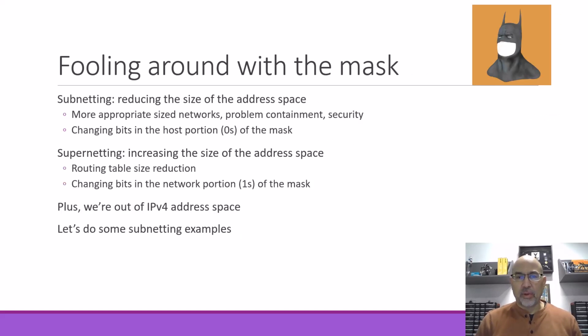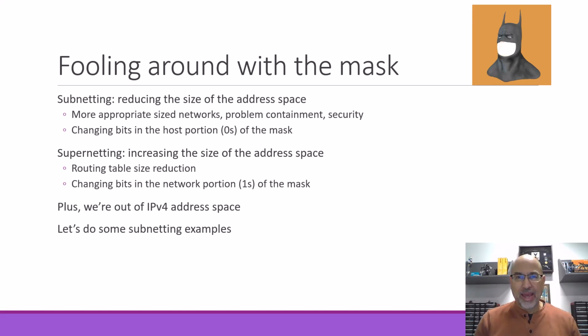When we start fooling around with the mask, we're either going to be doing subnetting or supernetting. For subnetting, we are trying to reduce the size of the address space that we're working with. So if a Class C has 256 possible addresses, we want to work with a smaller address space, and we do that by breaking up the classful address space into smaller chunks. Why do we do that? Well, we want an appropriately sized network. We want problem containment. We want to handle security issues and quality of service mechanisms. We want to control broadcast traffic. There are all kinds of reasons why we want smaller address spaces.